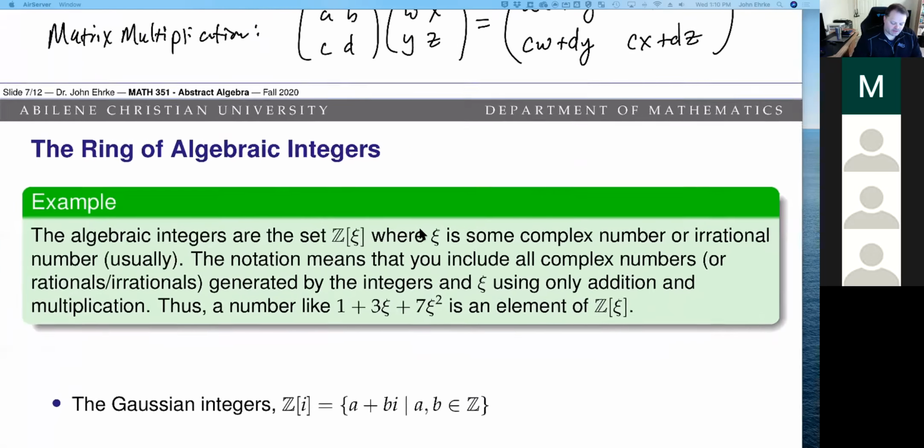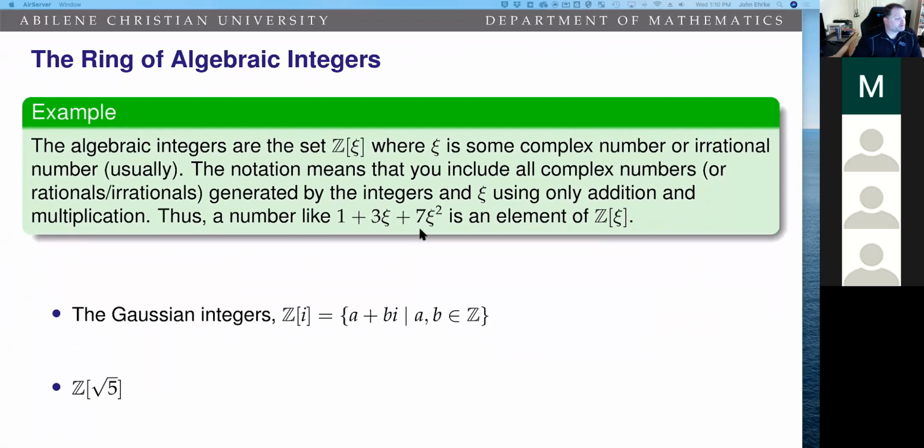All right. Here's a very interesting one that we're going to come back to often. This is called the ring of algebraic integers. The ring of algebraic integers is a set where you append one extra element to the integers. So Z[i] is called the Gaussian integers, or the ring of algebraic integers over i. It's where you look at all things of the form a plus bi, where a and b come from Z.